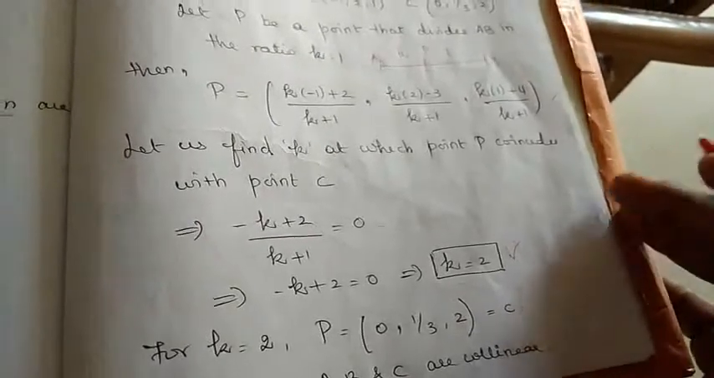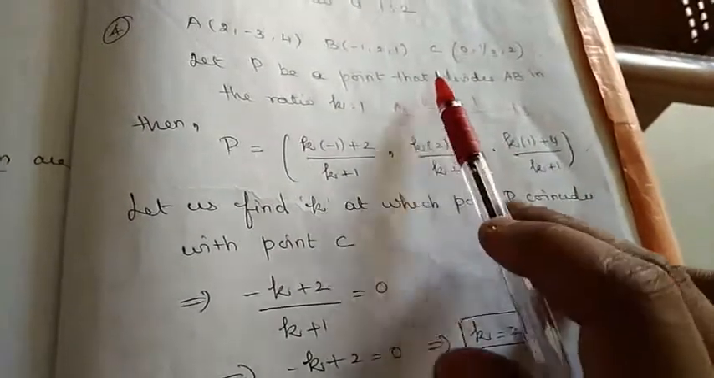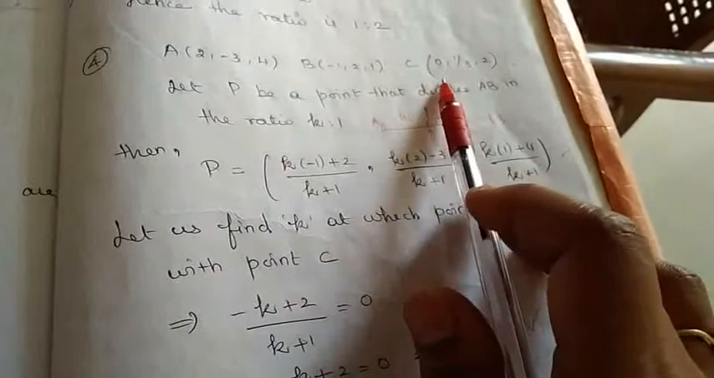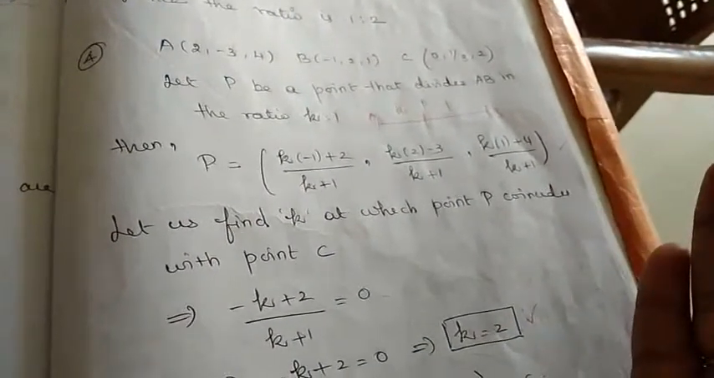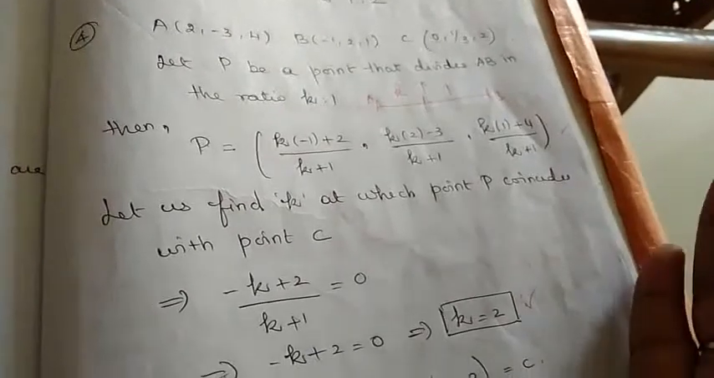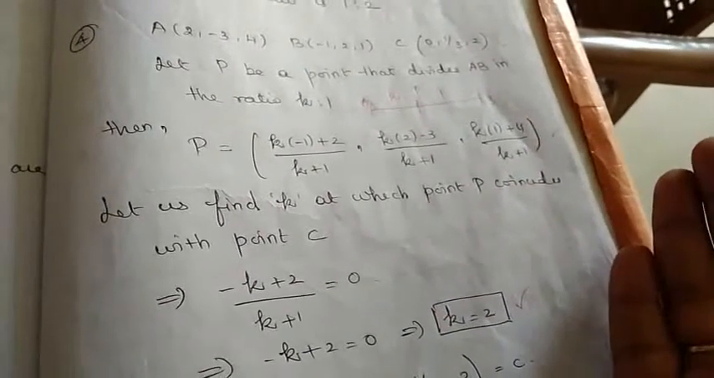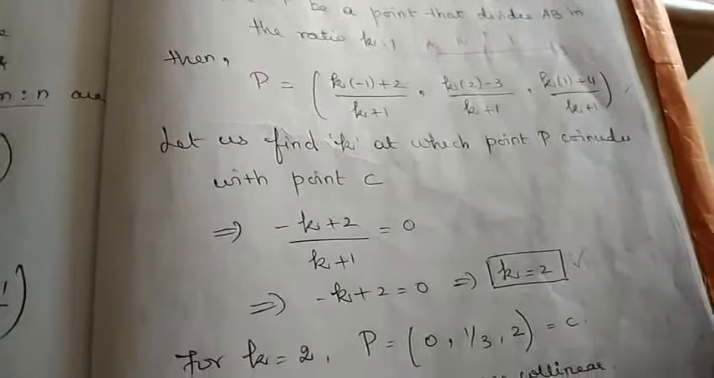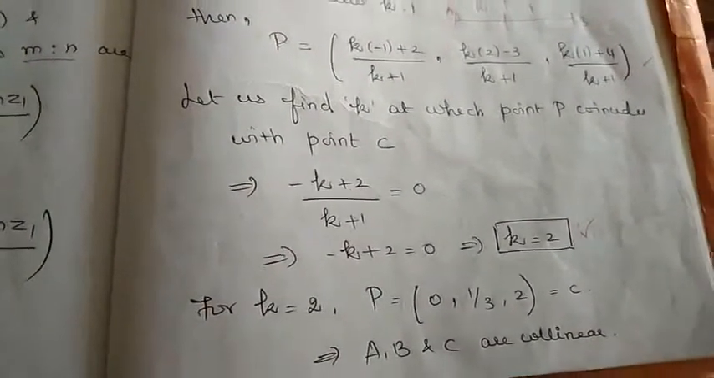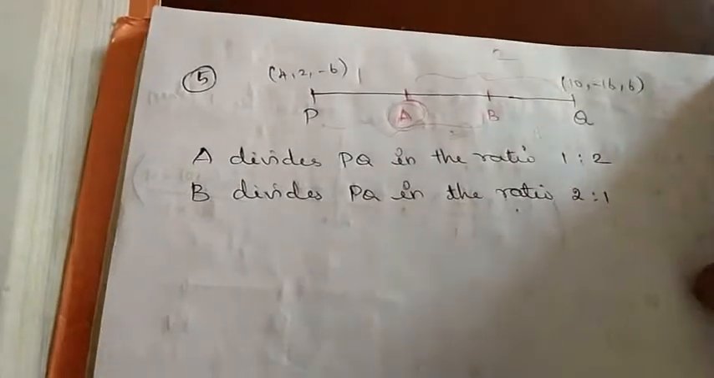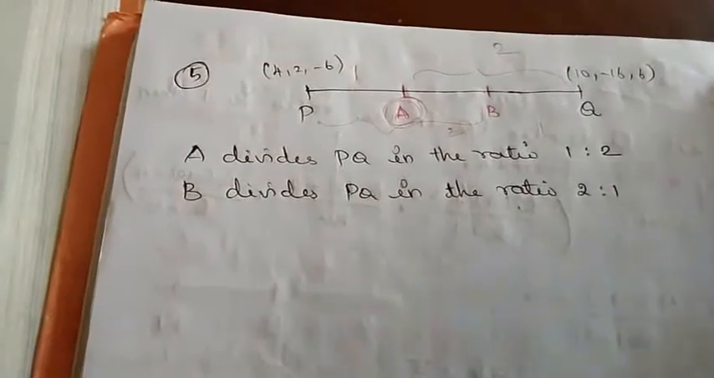If it's with the distance formula, we will find the distance between two points taken at a time, and check whether the sum of two distances is equal to the third distance or not. So if they don't mention, you can adopt any method as you wish. If they mention, you have to go with that method only. And the last question, they asked you to find the points of trisection.